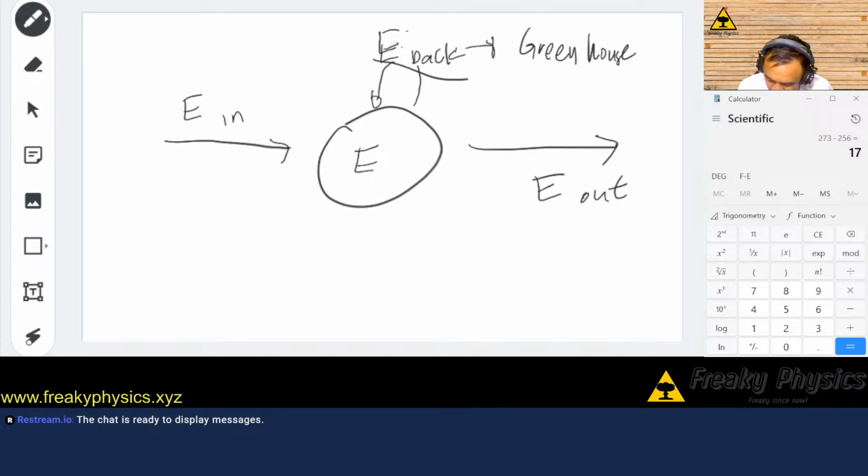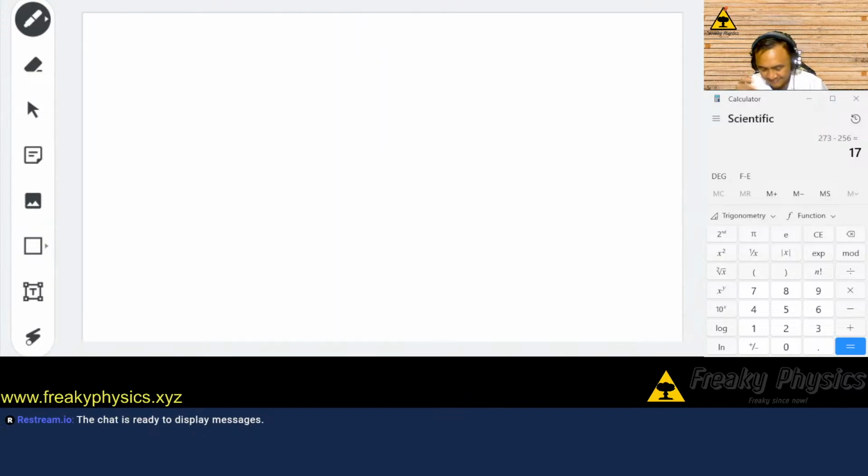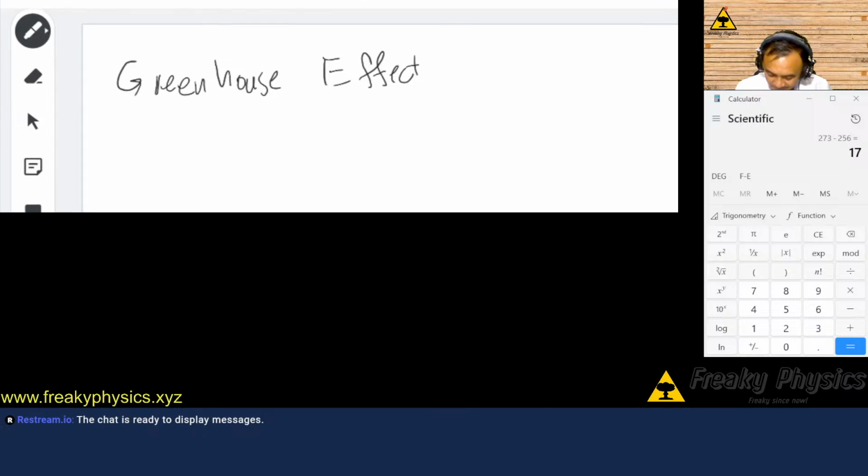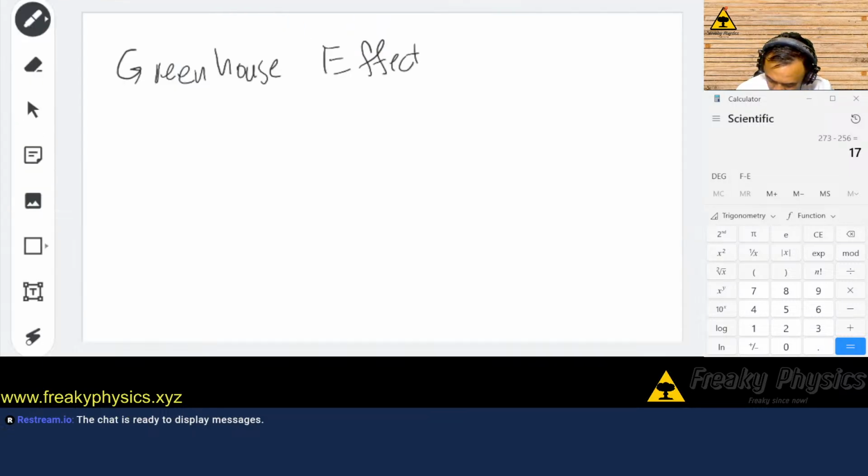Okay, I just have a question before we continue. What do you know about the greenhouse effect? Anything you know about it? Is this something about how as there's more pollution, it's harder for the reflected energy to reflect out of our atmosphere?